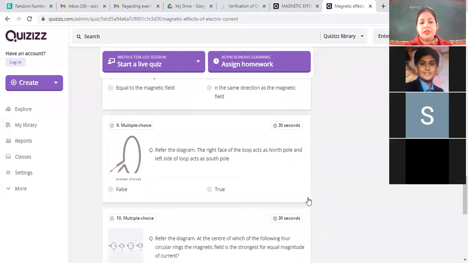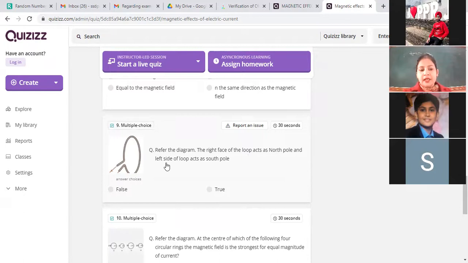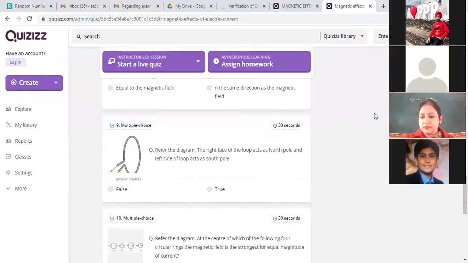Ninth question, refer to the diagram. The right face of the loop acts as north pole and left side of the loop acts as south pole. You have to mention whether it is right or wrong. Yes Gursimar, hand raised. What about others? There are 4-5 students always. Anyone else who knows the answer? Yes, Jasleen. Ma'am, true.